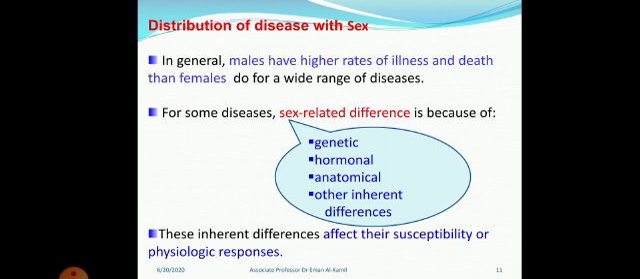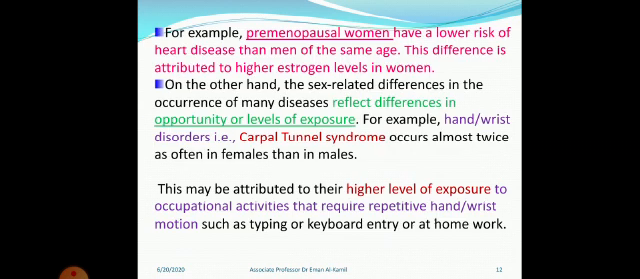Other inherent differences: there are different causes of this variation because of inherited factors. These inherent differences affect their susceptibility or physiological response. For example, premenopausal women have a lower risk of heart disease than men of the same age. This difference is attributed to higher estrogen level in women. And as we mentioned, after menopause, they have equal risk.